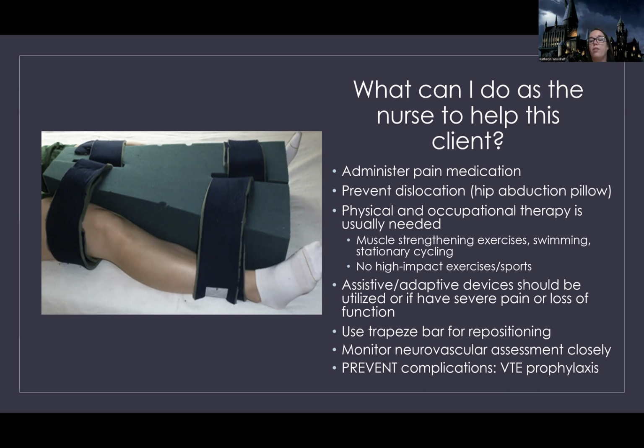Muscle strengthening can be done through swimming, stationary cycling, things like that. We don't want anything high impact, of course. They may need assistive or adaptive devices, especially if they're having severe pain or loss of function. When they're at the hospital, we use what's called a trapeze bar, which looks like a triangle, and they use that to pull themselves up and get better mobility within their bed and stay mobile when they're not up in the chair or whatever.